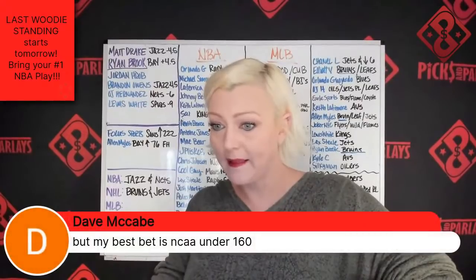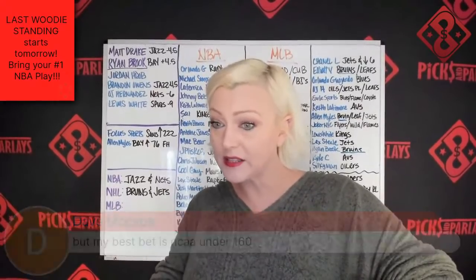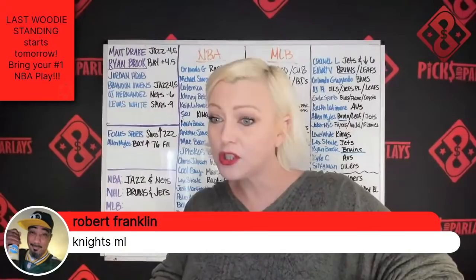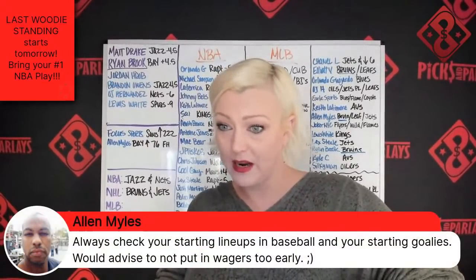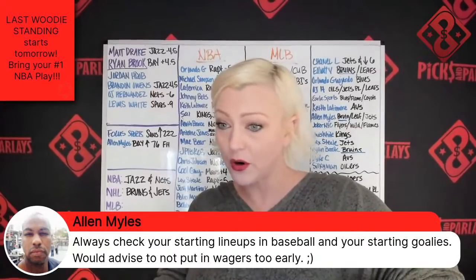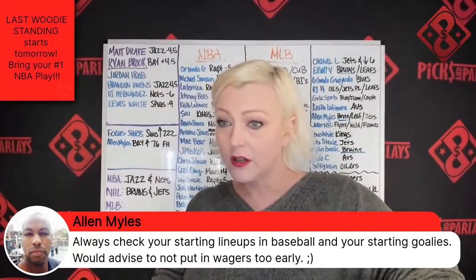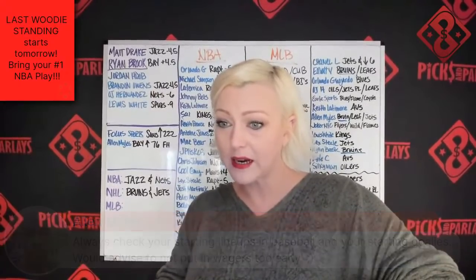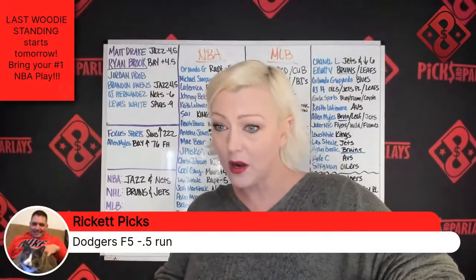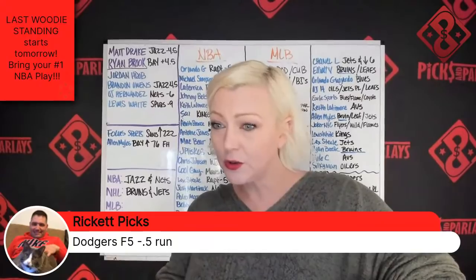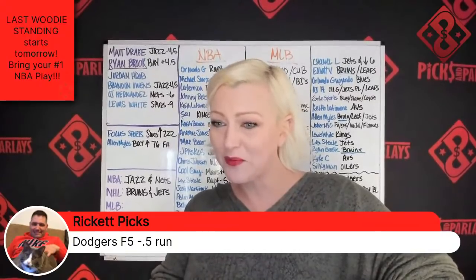All right. Robert Franklin also likes the Knights on the money line. Always check your starting lineups in baseball and your starting goalies. Would advise to not put wagers in too early. Yeah, that's for sure. Rickett picks is like in the Dodgers, first 5, -0.5 run. Changing your pick. The shooters are out for Brooklyn.